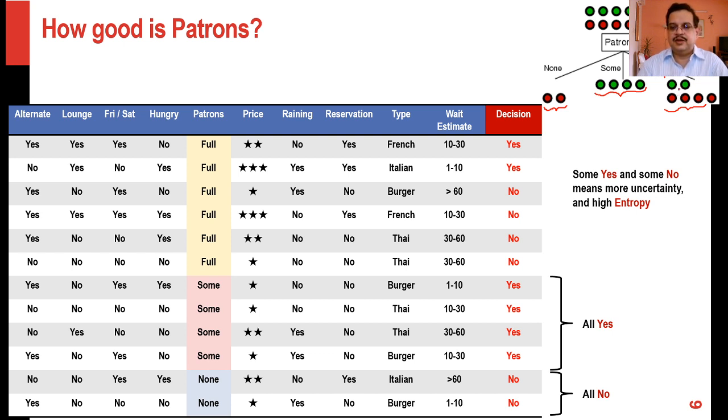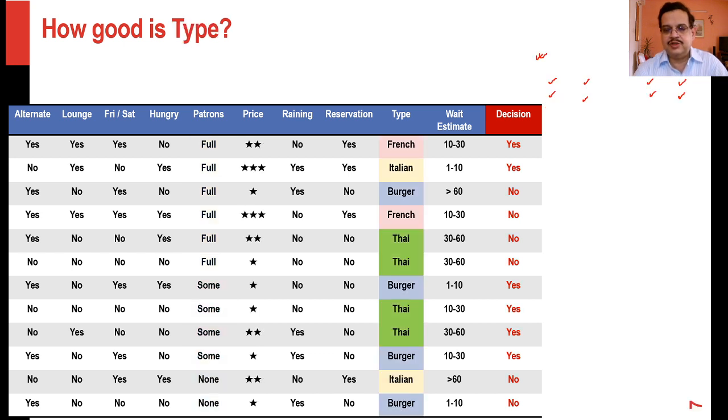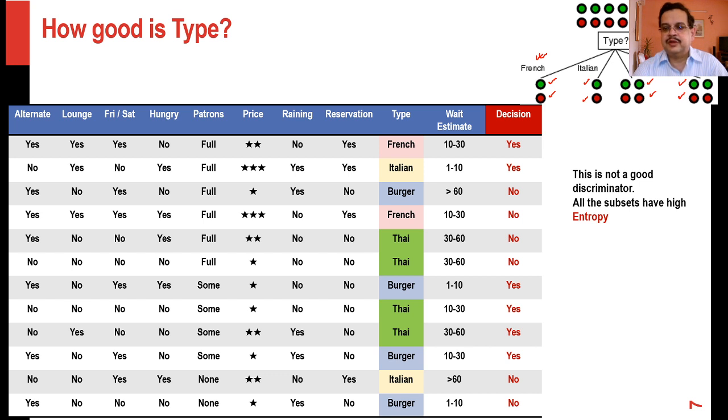So that's where we bring in what is called an entropy measure to decide what is the good choice of the variable. Here there is more chaos, because if you ask that, well, if you are going for a Thai restaurant, then is that a discriminator for deciding whether you wait or not wait? The answer is no, because with 0.5 probability I will wait in a Thai restaurant, and with 0.5 probability I will go away. So that does not help.